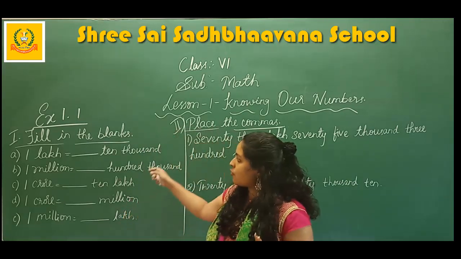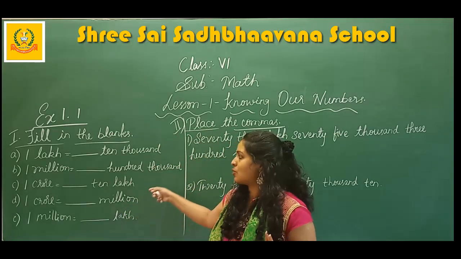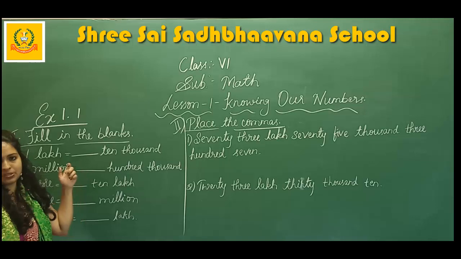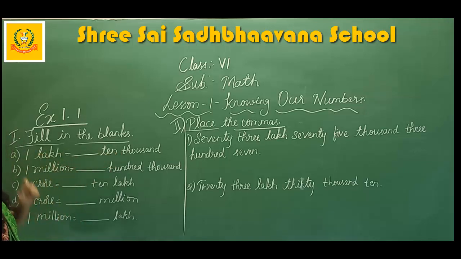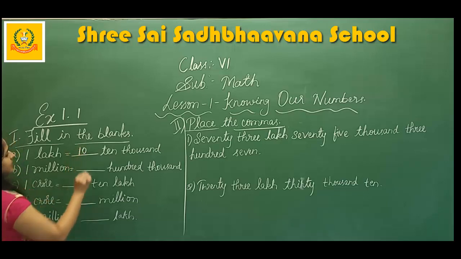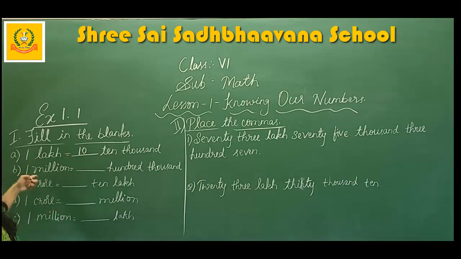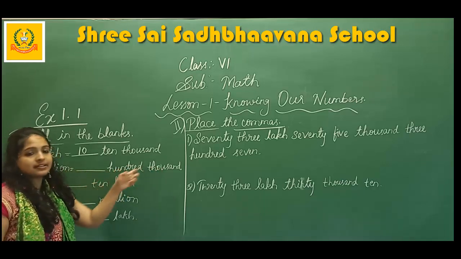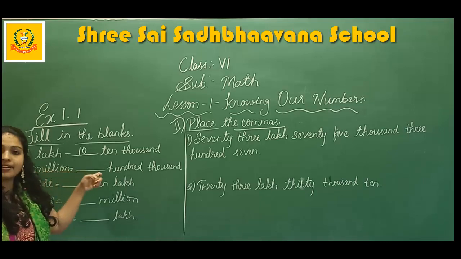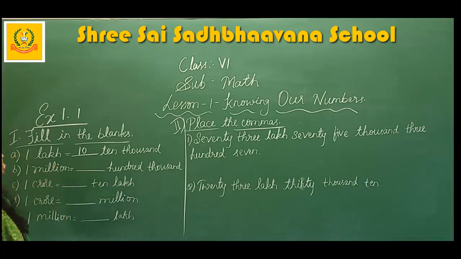Now we are going to do some fill in the blanks. Just look at the board. 1 lakh is equal to dash 10,000s. So how many 10,000s are there in 1 lakh? There are 10. 1 million is equal to dash 100,000. How many 100,000s will make 1 million? That is 10. 10 times 100,000 will make 1 million. This you should know, you should keep it in mind, children.